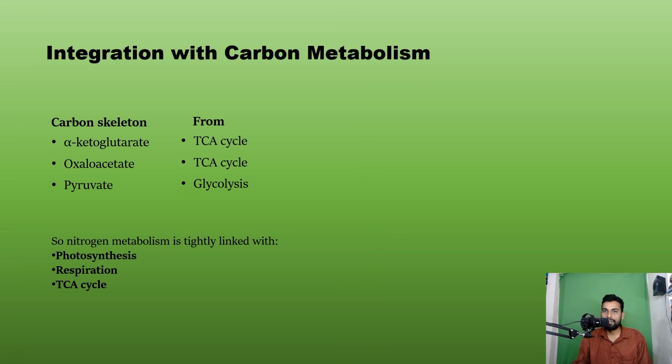So what are the functions of these precursor molecules? Let us see them. Carbon skeleton. The first one is alpha ketoglutarate. It is used in the Krebs cycle. Okay. That means the tricarboxylic acid cycle. Oxaloacetate, same Krebs cycle. Pyruvate is the end product of glycolysis. So where are these reactions happening? They are happening in photosynthesis, also in respiration, also in the Krebs cycle.